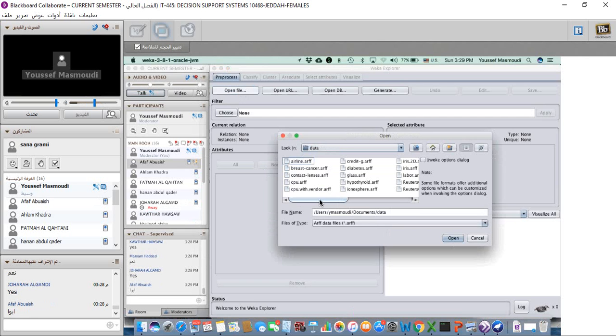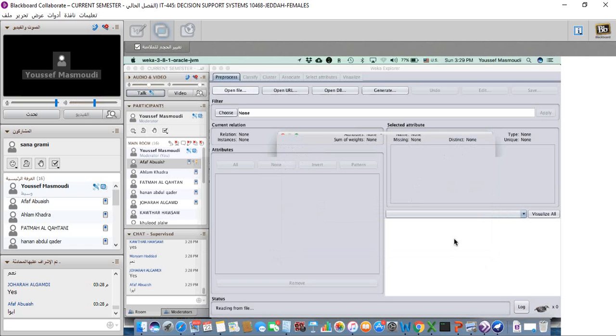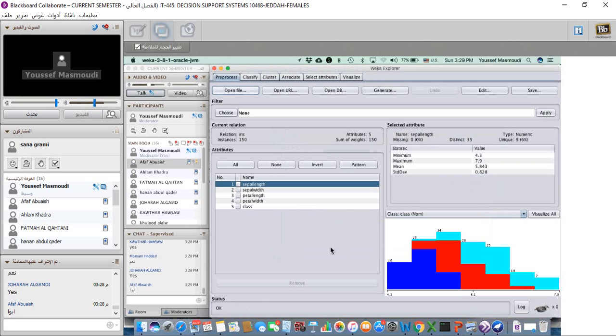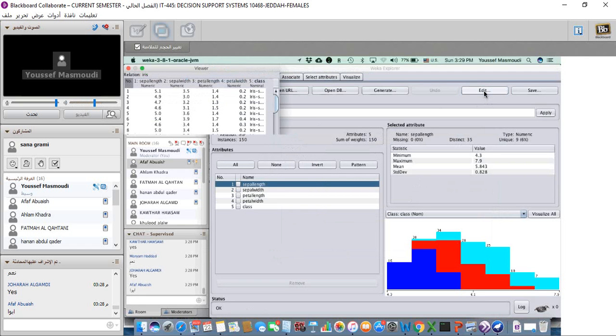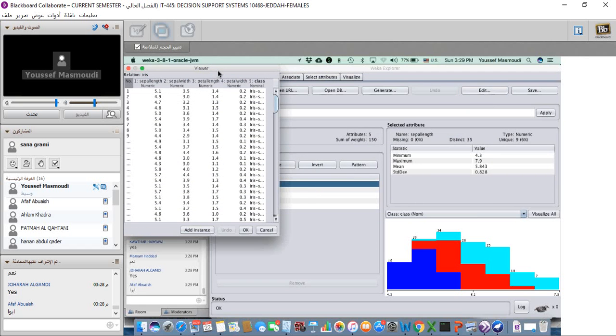When you download Weka, you will find many examples. One of the examples is called iris. I will open this example, iris.arff. Open. So now I opened the file. Okay, what is this file? We can click on Edit, and you will see this file. So I will click on Edit, and here you have the file.